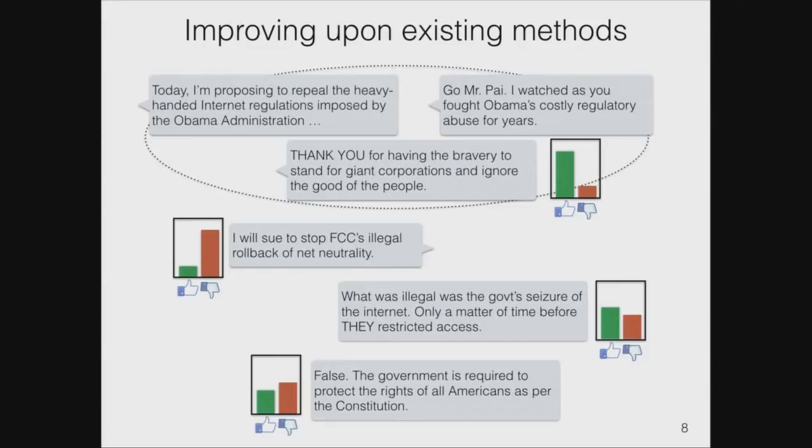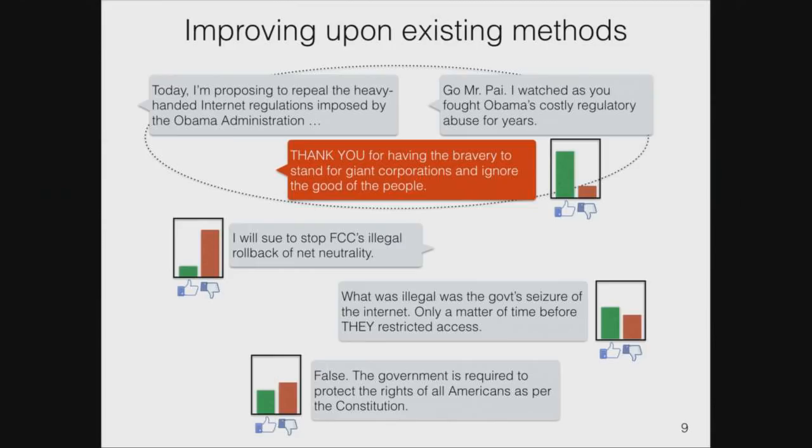And these methods can go pretty far. So we might understand that Ajit Pai and his supporters have a strong probability to be for net neutrality, whereas Eric Schneiderman's against. And we might, with less confidence but still correctly, classify the two people who were debating on Eric Schneiderman's post as being, one of them for net neutrality and one of them against.